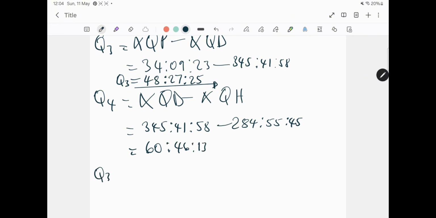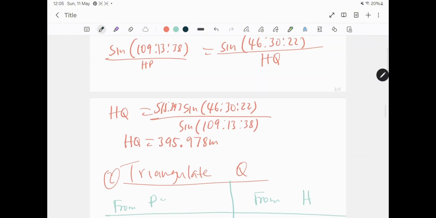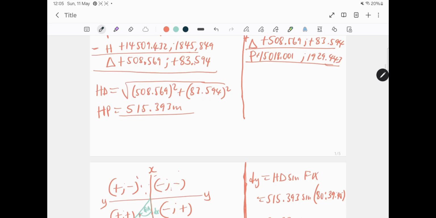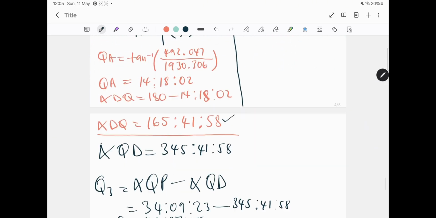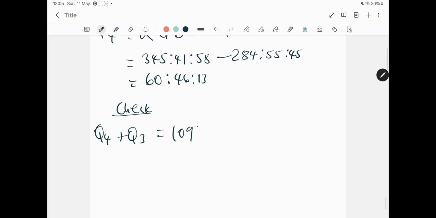So when we add Q3 plus Q4, they're supposed to give us that angle that we got at first, when we found the sum of these ones combined. So this is our check. We're doing our check now. So Q4 plus Q3, they're supposed to give us the angle that we found at first when we were doing the sum of angles of a triangle. This 109, 16, 38. Now let's try and see if when we add them, what do they give us.